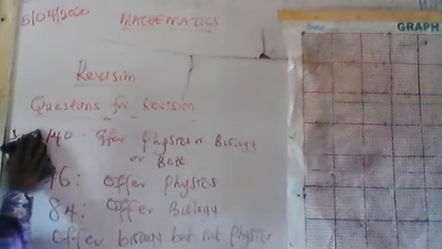You have a question, you are told that 140 students offer physics or biology or both, and you have 76 of them that offer physics. We have 84 that offer biology, and we are to find the number of students that offer biology but not physics. So how do we do this? Now let me clean the board. We are going to use a Venn diagram to solve the question.